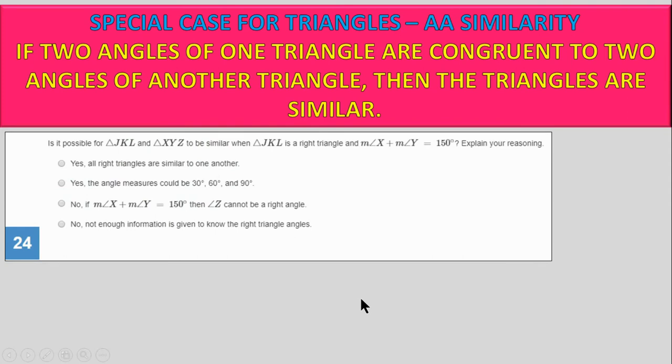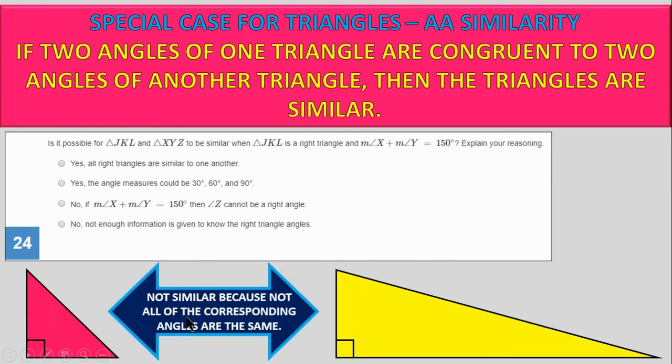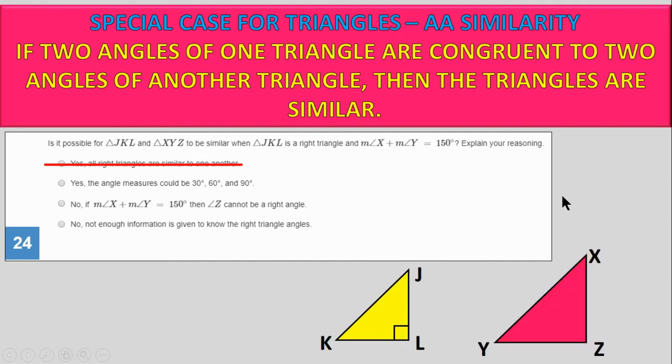On problem number 24, they're talking about how all right triangles are similar. So before I even do any other part of the problem, there are 2 right triangles and they definitely are not similar. So I can eliminate that answer choice. Now, when I look closer, it tells me that triangle JKL is a right triangle. And it tells me that angle X plus angle Y should add up to 150 degrees. Now, what they really want to know is, is it possible for these triangles to be similar?